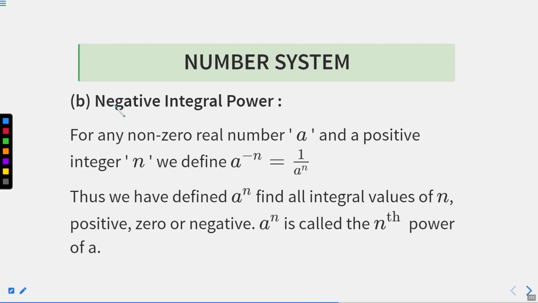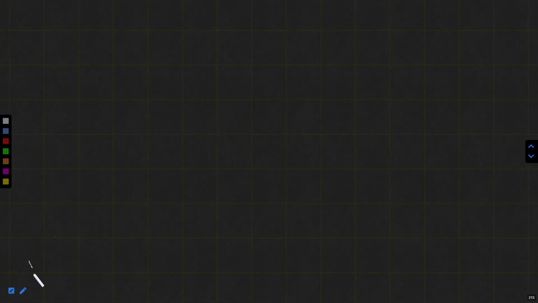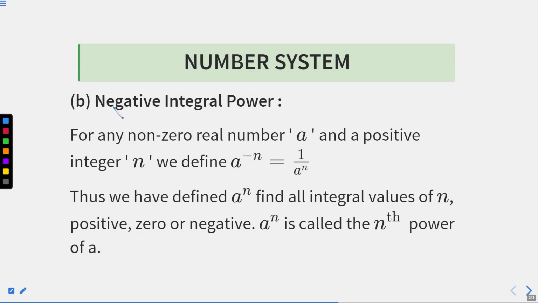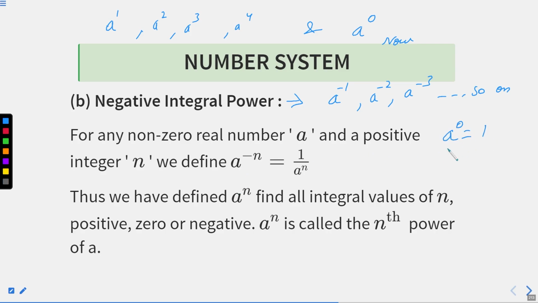Now let's move on to the negative integral powers. We talked about the positive powers like a1, a2, a3, a4, and we talked about a0. Now we are talking about negative powers, for example a minus 1, a minus 2, a minus 3, and so on. As I have already given you a simple logical reason for the previous note that a0 is 1, in which I used a minus 1 equals 1 upon a.